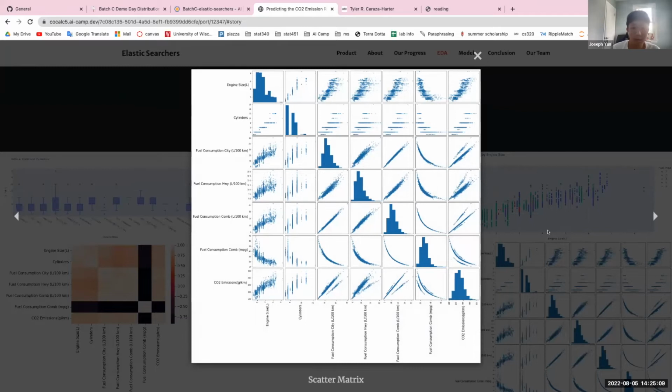And for the last graph, this is a scatter plot matrix, and it's a scatter plot of all the numerical values in the carbon dioxide dataset.